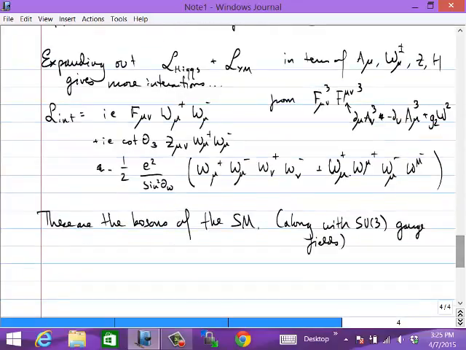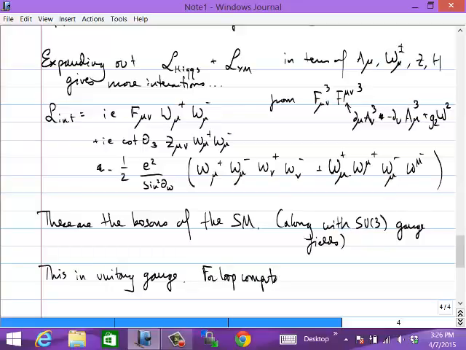The SU3 symmetry is unbroken, so there's nothing particularly fancy going on there. One aside that I'll make is that all of the formulas that I've written down here are in unitary gauge. And that for loop computations, it's often typical to use a different gauge, R xi gauge, which we already discussed in the context of Yang-Mills earlier in this class.